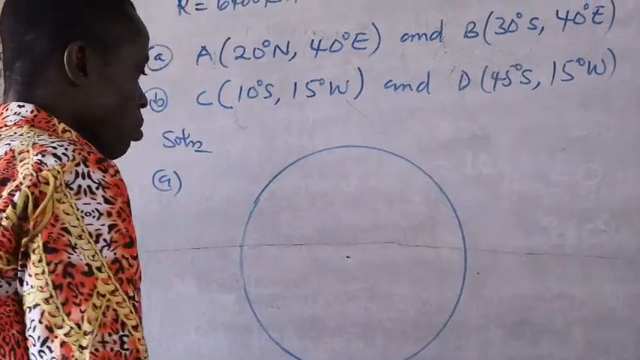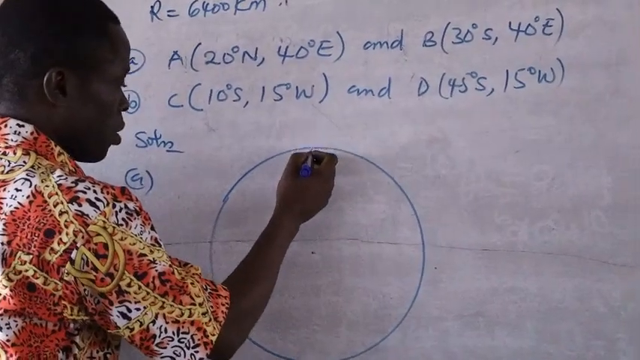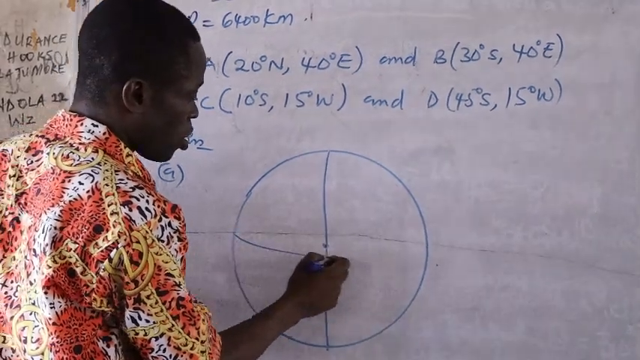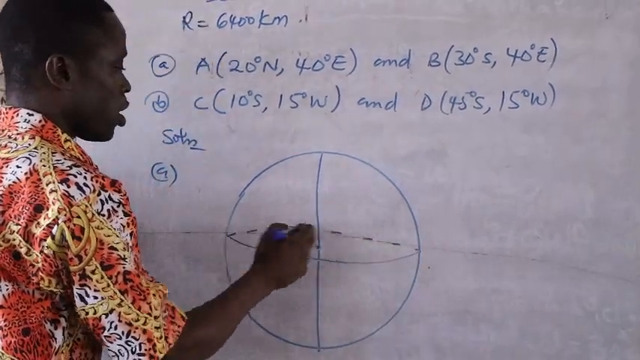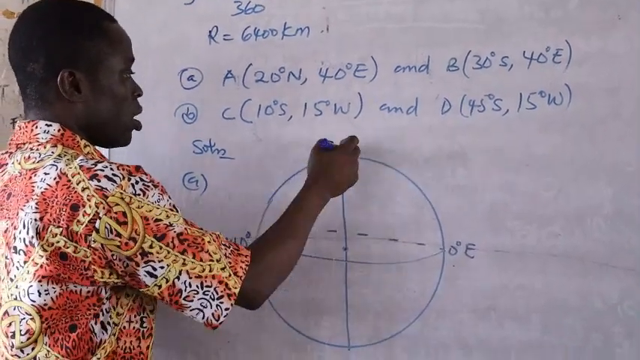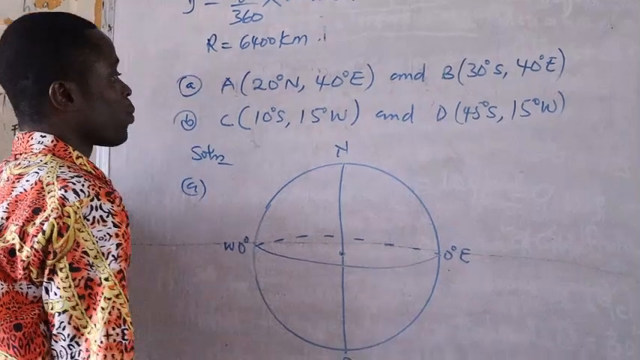Now this is the globe. This is the equator. You show that equator, 0 degree east, 0 degree west. This is North Pole, this is South Pole.